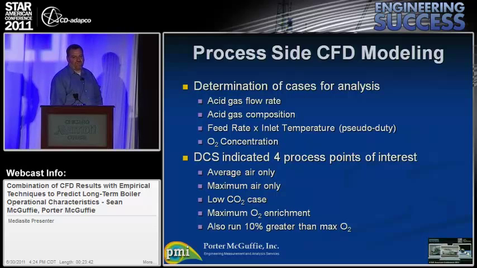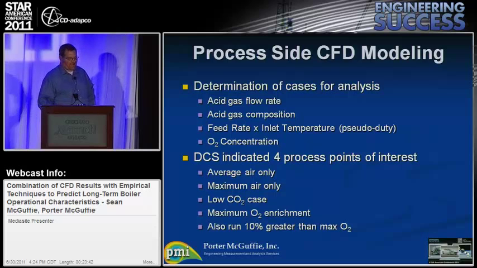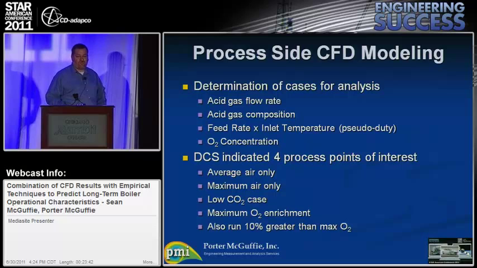We indicated that there were 4 process points of interest from the distributed control system: average air only, maximum air only, a low CO2 case, which again controls the reactions that are occurring, and a maximum oxygen enrichment. And then we found that we always run a case that is 10% greater than any of the cases that we've run, just to bound what the maximum heat flux during service could be during a process upset.